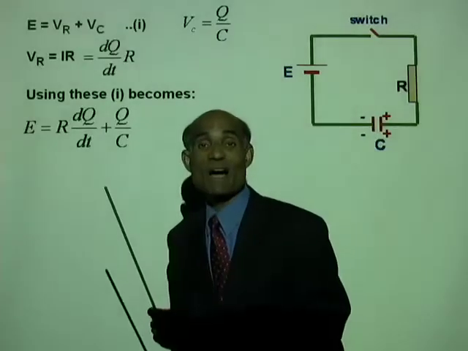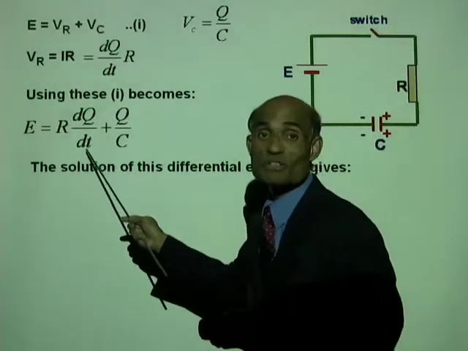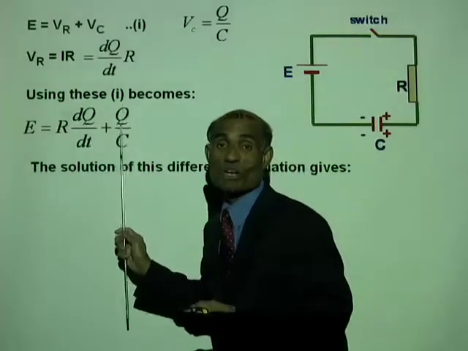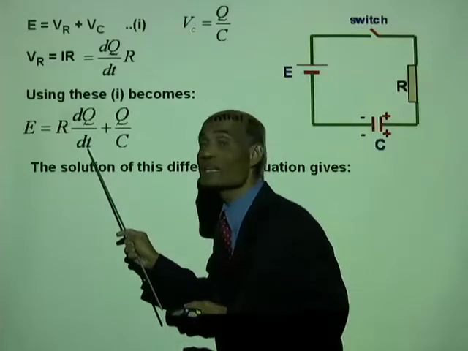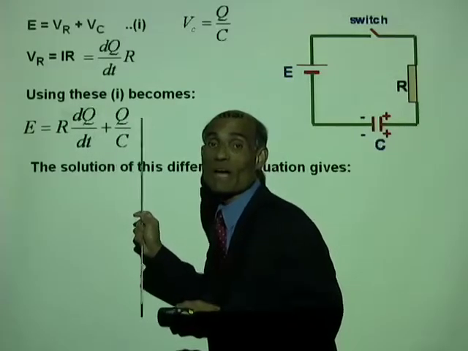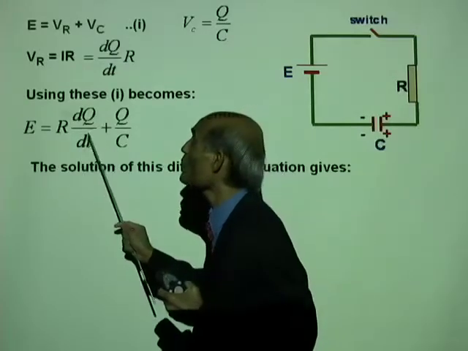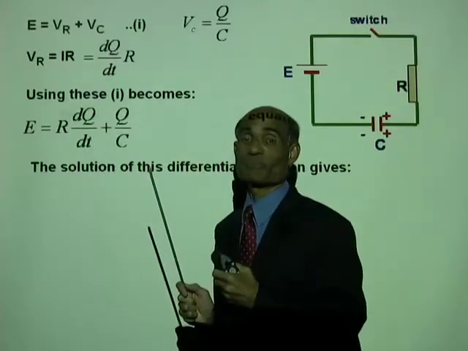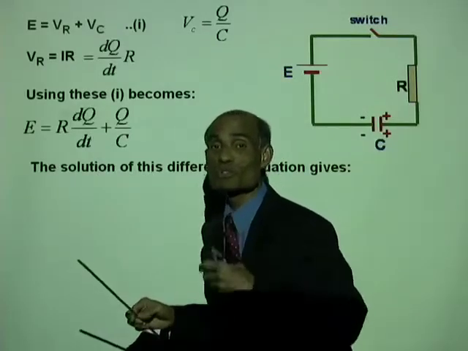And this is now a differential equation. What is the independent variable? The independent variable is t and the dependent variable is Q. Those who have done an elementary differential equation would know how to solve this. I'm not going to do that for you here. I'm going to give you the solution.